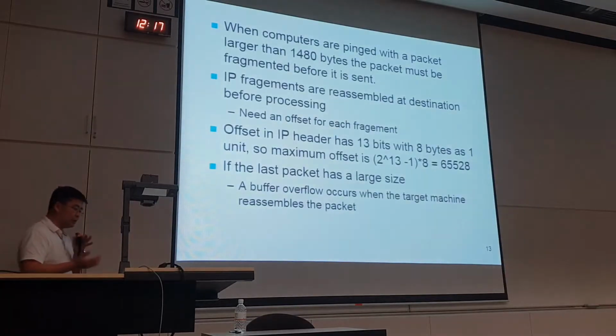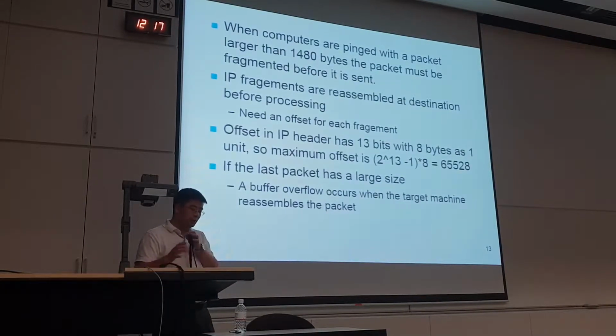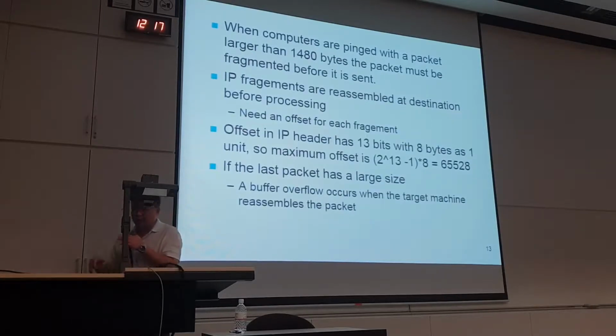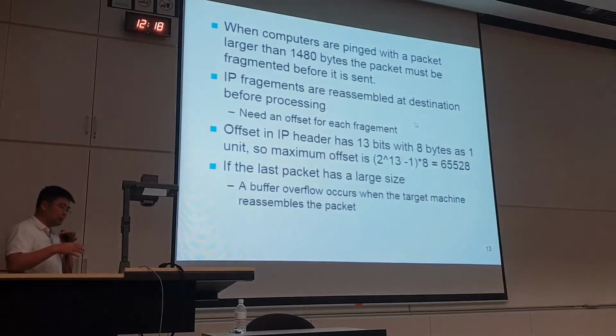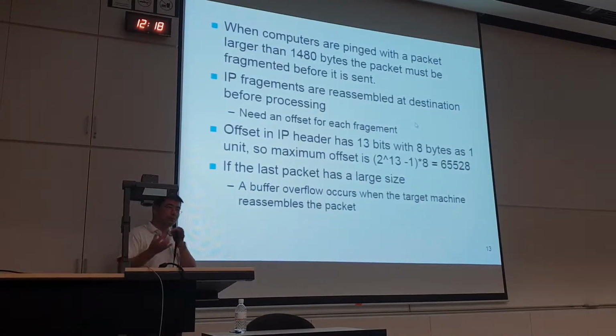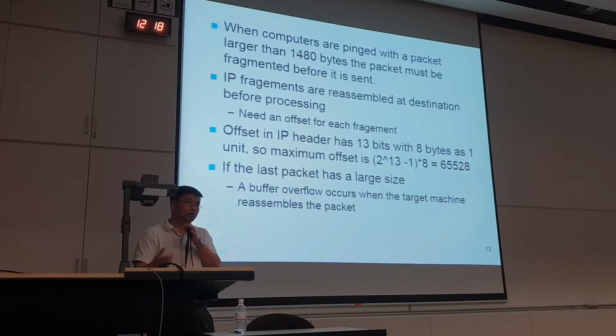So in this case, the fragmentation will be performed. If you have a large IP packet, it will be fragmented into small ones, and then the small ones will be sent one by one. And then, of course, if you send the small packets one by one, you need to give an offset, because later the receiver needs to reassemble the small packets into the original packet. You need to tell the receiver which fragment is the first, which one is second, which one is third, right? So this is what you need to do.